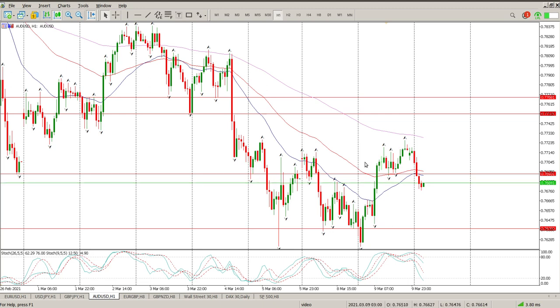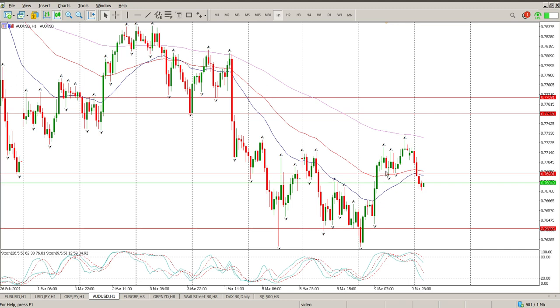So now we've got the same situation brewing at the moment. The moving averages will come closer together and we'll keep going above and below the moving averages, and eventually we're going to break one way or another. So at the moment it is looking like continuation to the upside.